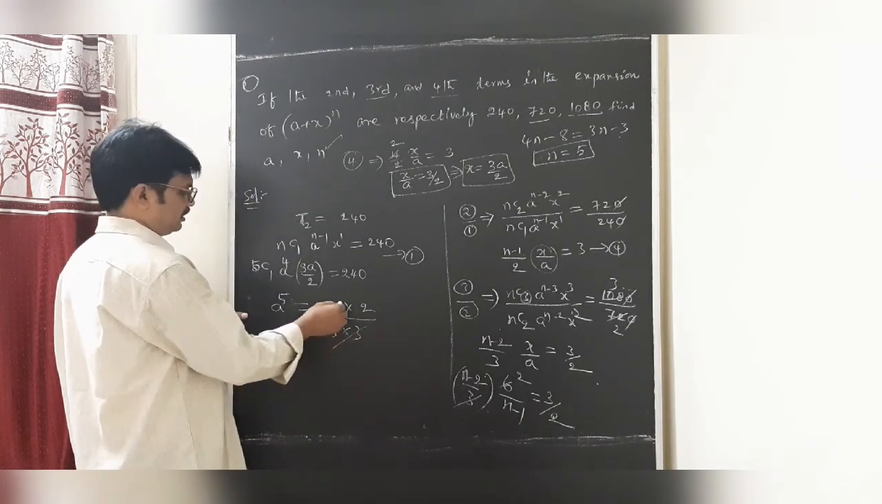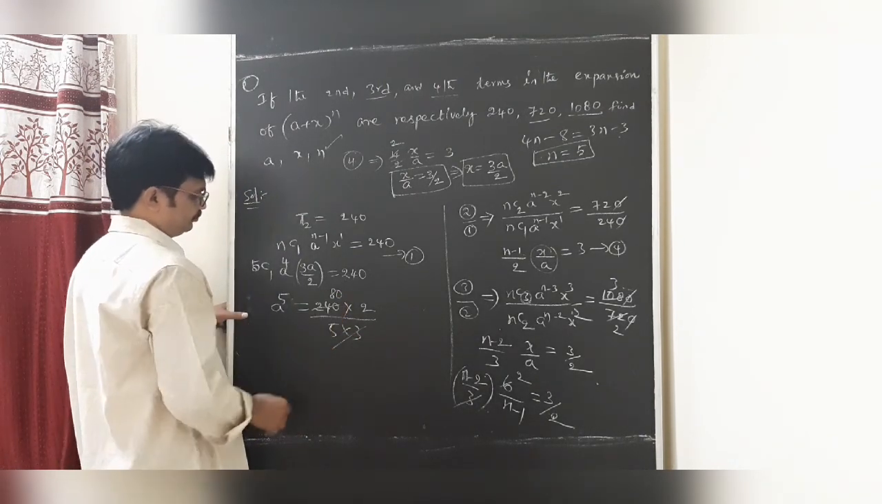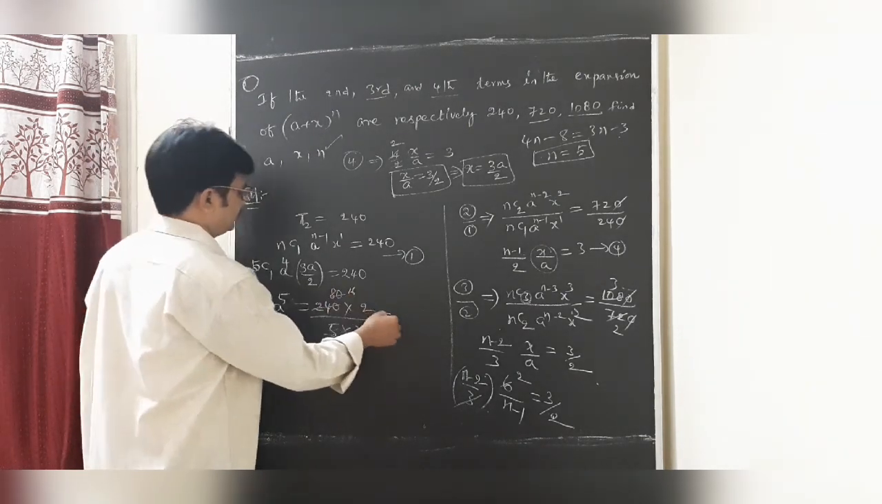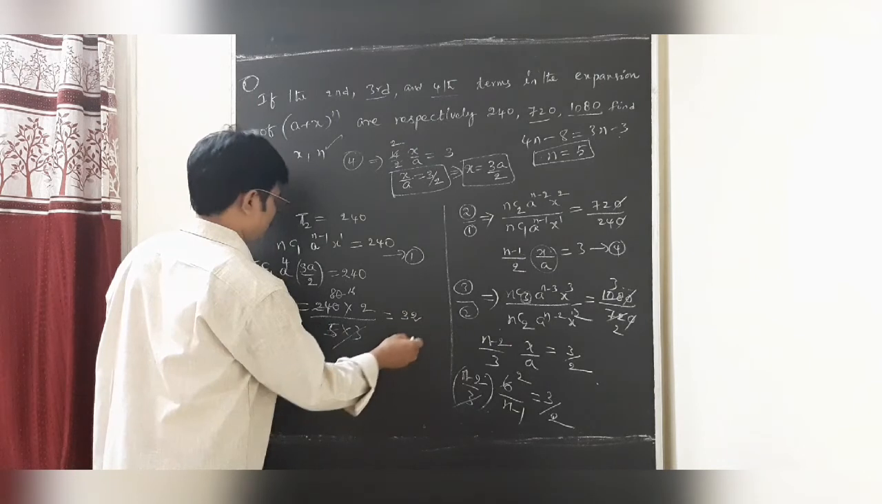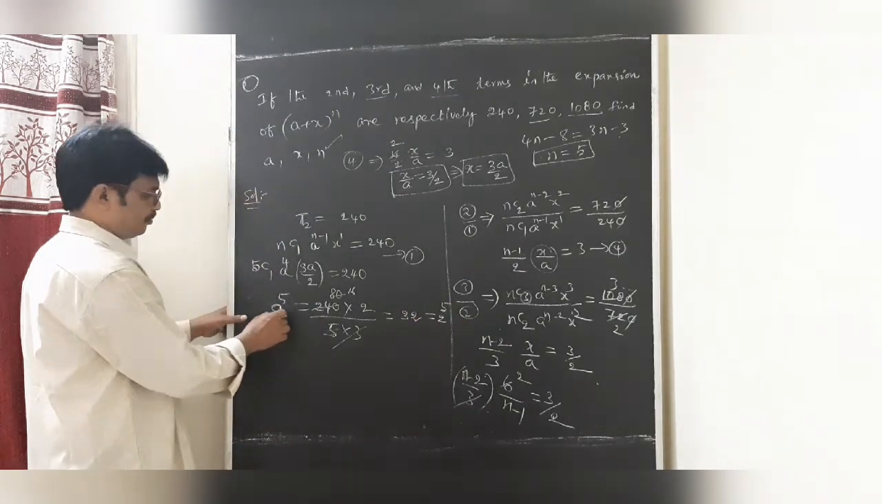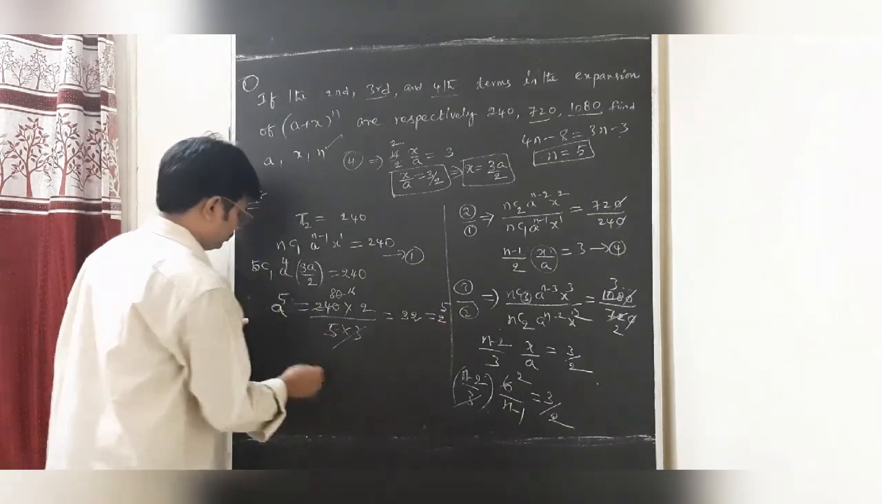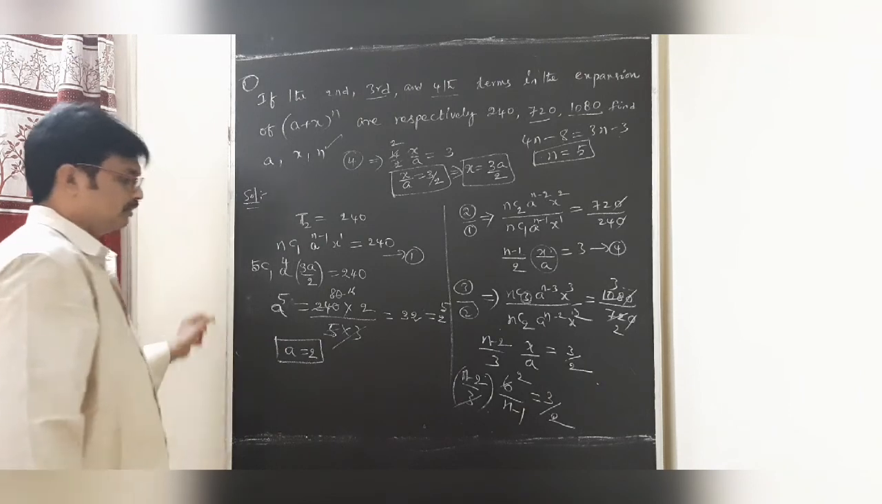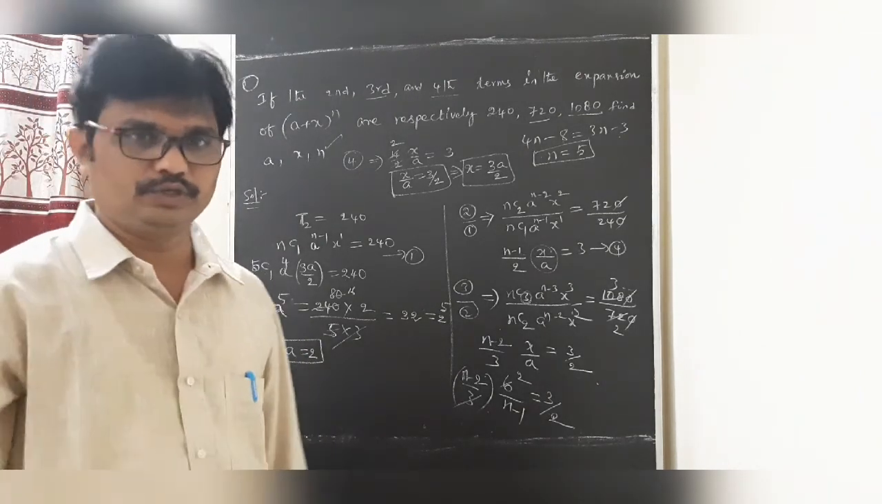Okay students, 3 1s are 3, 3 8s are 24, so 5 1s are 5, 5 16s are 80. This is 32, which can be written as 2 power 5. Therefore a power 5 is 2 power 5. So students, the value of a is 2.